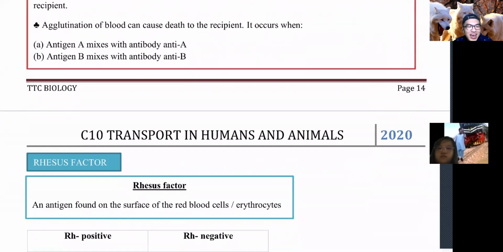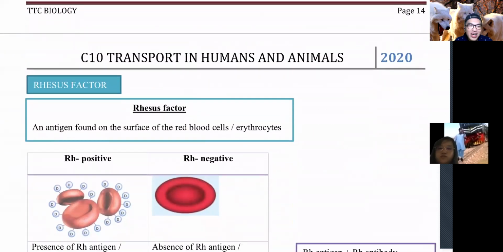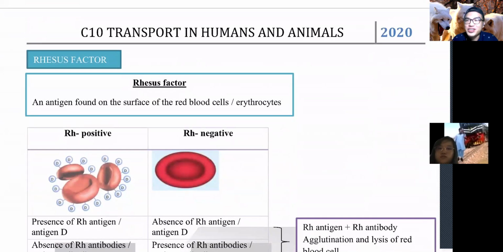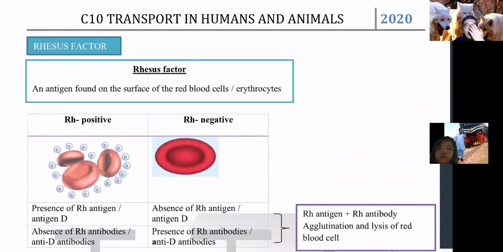Anyway, let's look at the positive and negative. That's what we call the rhesus factor. Not only A and B, we should also look at positive and negative. But there's still the chance it's labeled wrongly, though very seldom.